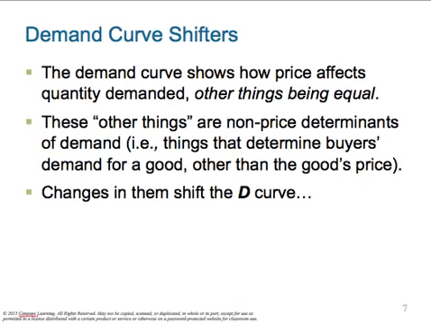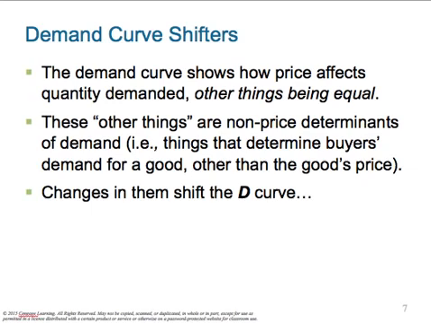Now, there can be things that shift demand. Demand curve shifters. The demand curve shows, again, how prices affect quantity demanded, all other things being equal. These other things are non-price determinants of demand. For example, things that determine buyers' demand for a good other than the good's price. So it's generally not price. If you don't like a coffee's flavor, that can shift your demand. If there's a positive health report that says caffeine in a latte helps you live longer, that can affect your demand, things like that. So changes in those shift the demand curve.